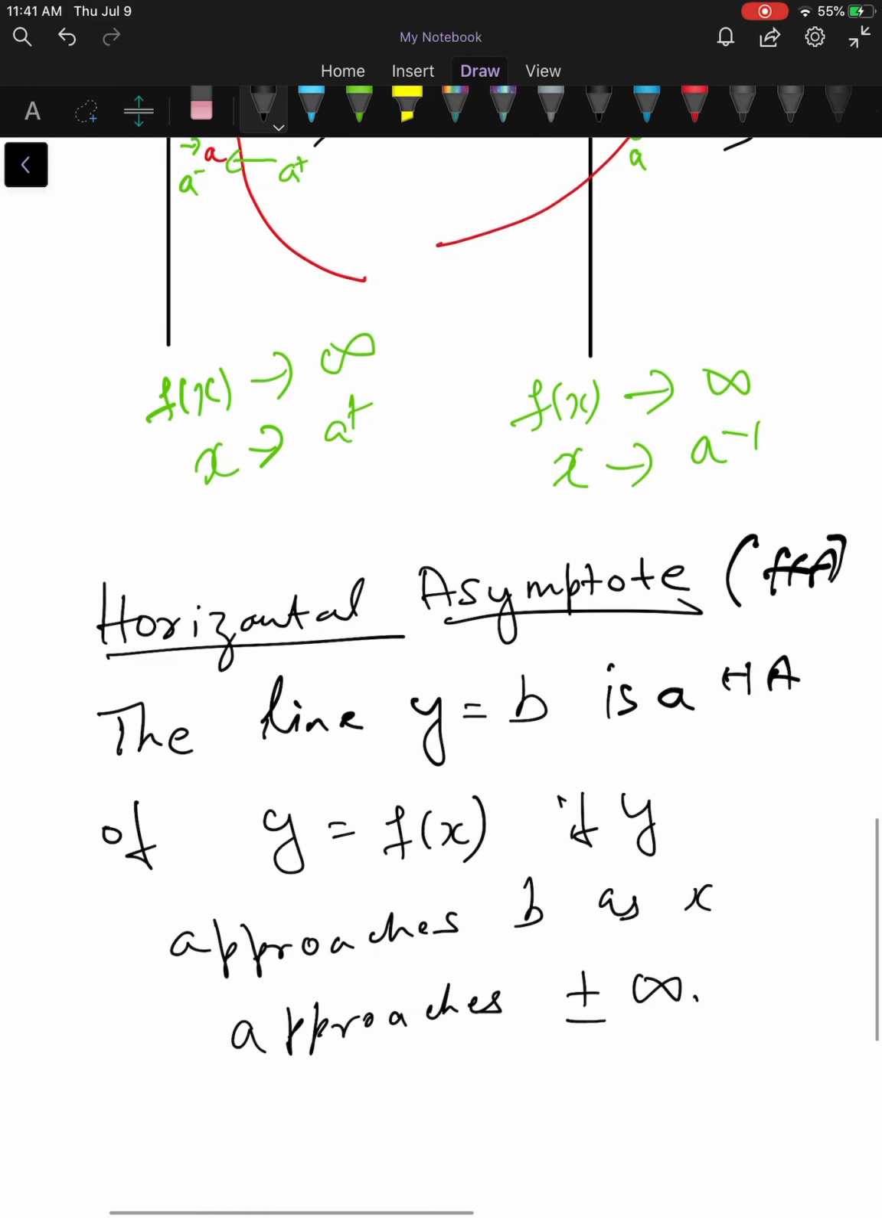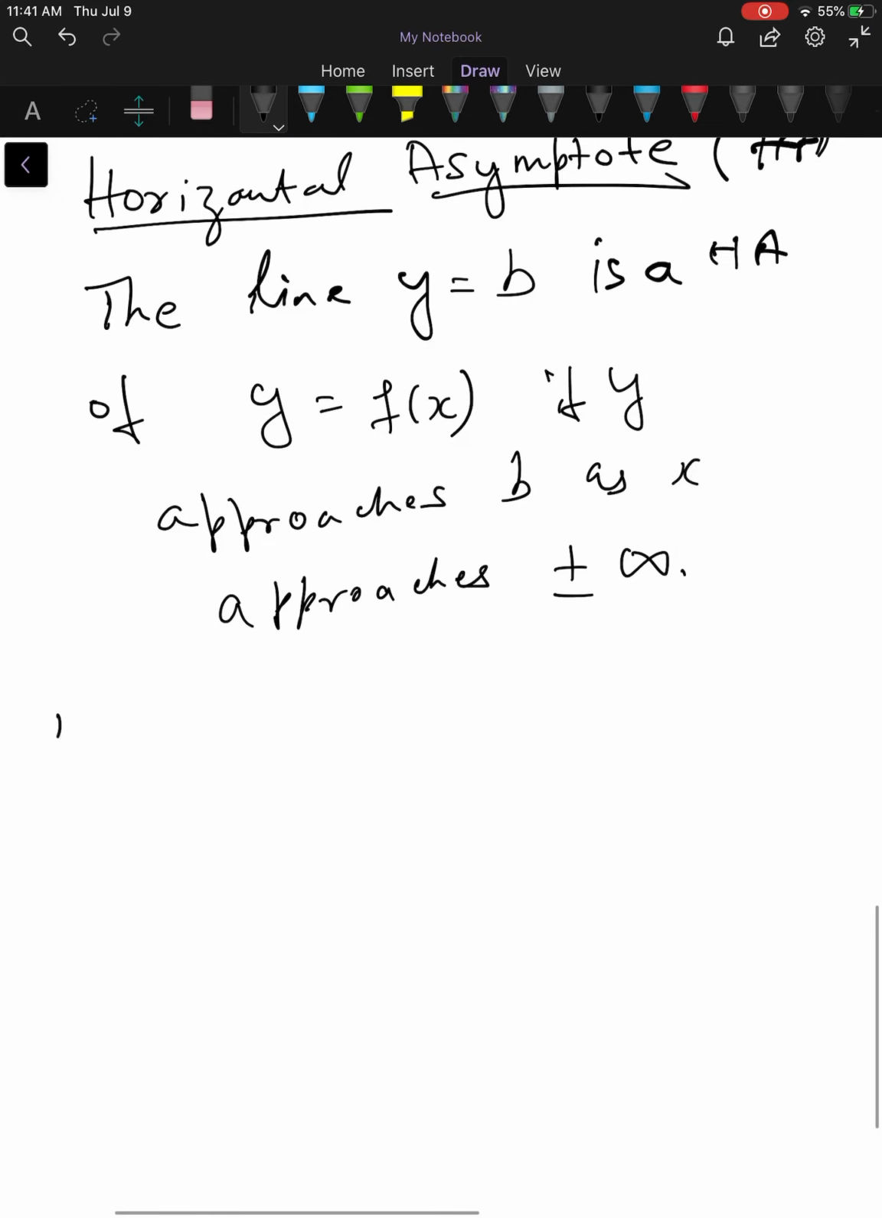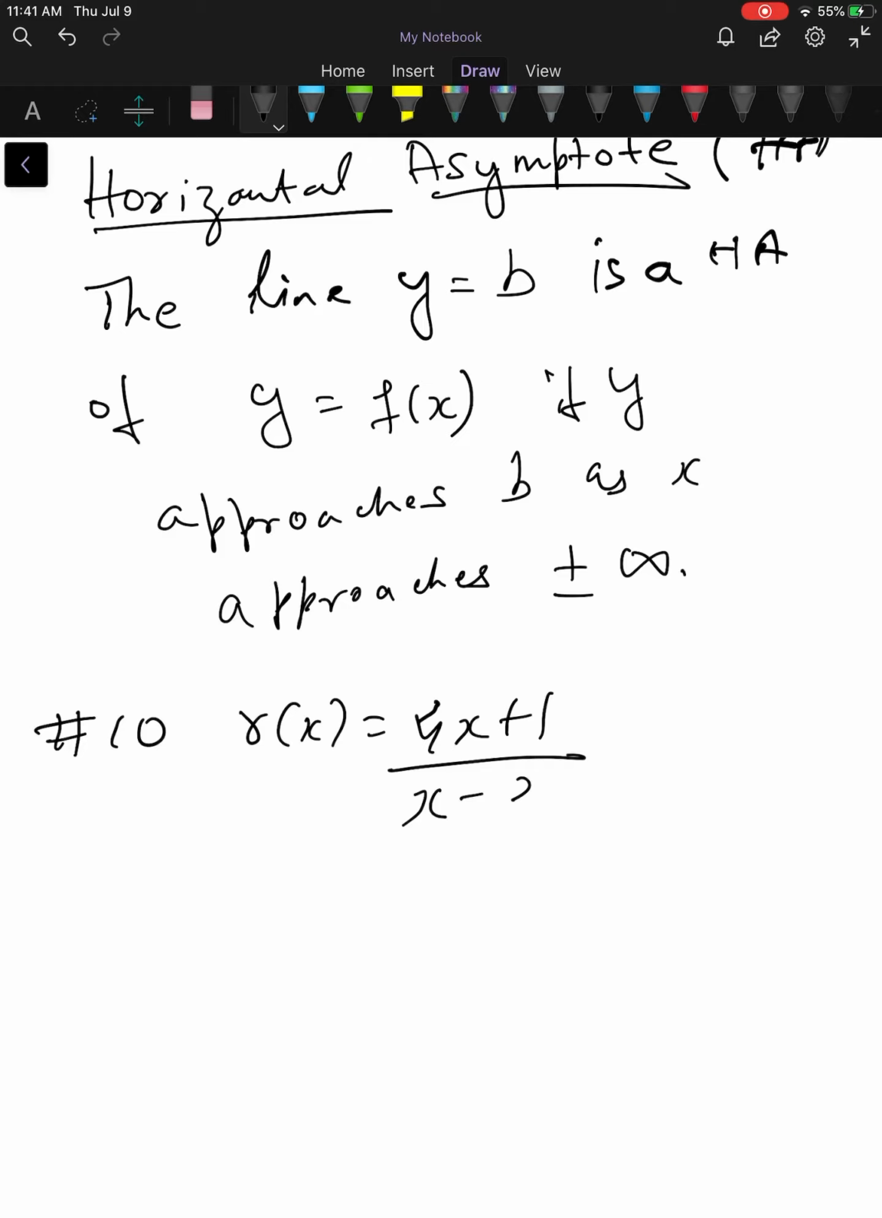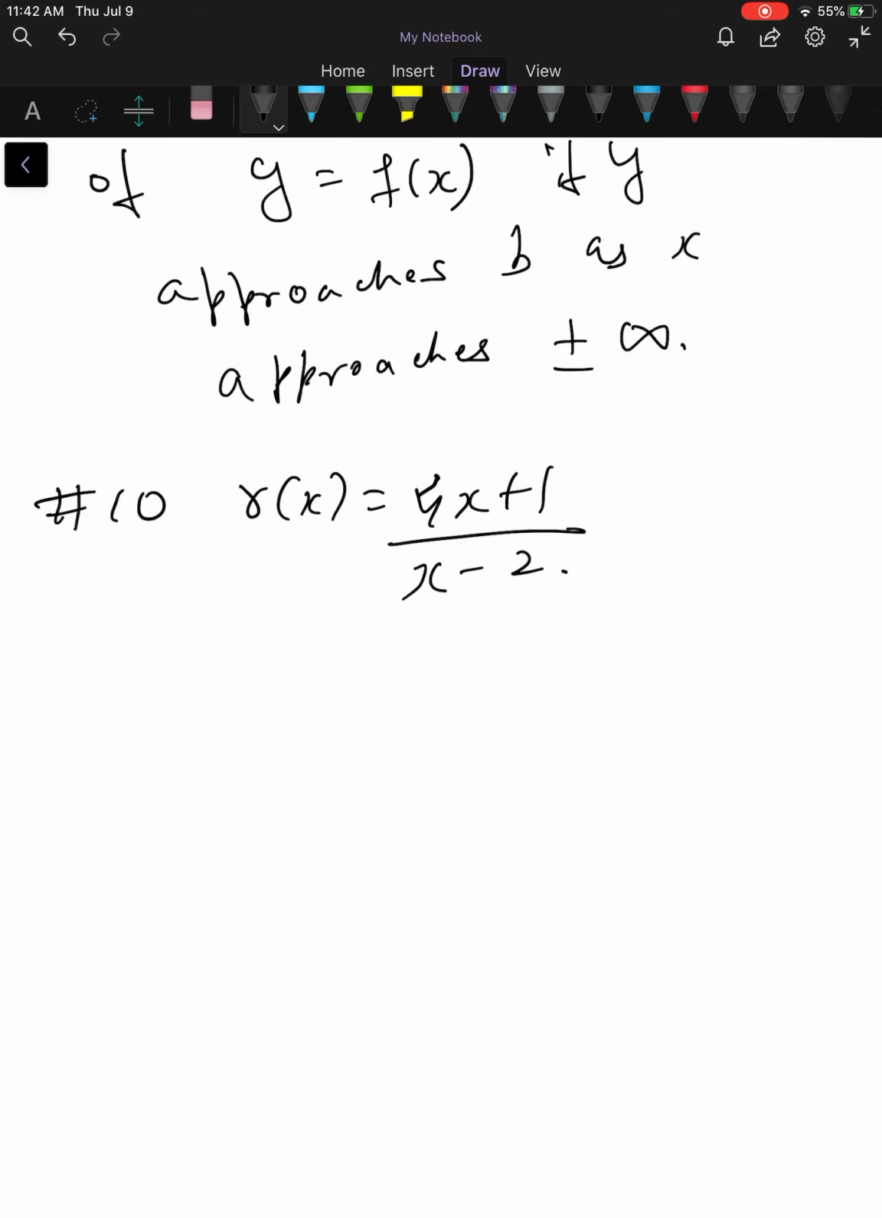Okay, so I hope you understood this. Let us do another exercise problem for better understanding. This is problem number 10 in your book. r of x is equal to 4x plus 1 divided by x minus 2. The question says that a rational function is given. Complete each table for the function, describe the behavior of the function near its vertical asymptote, and determine the horizontal asymptote based on tables 3 and 4.